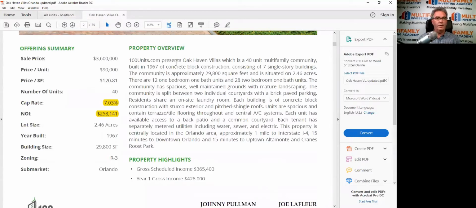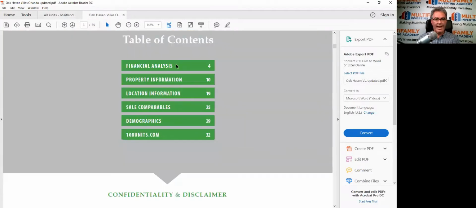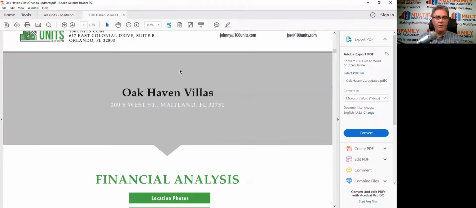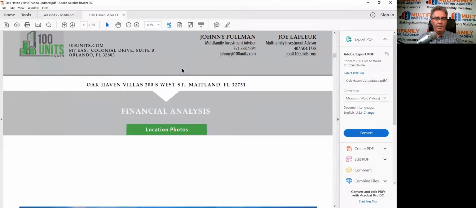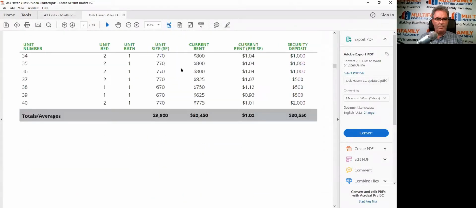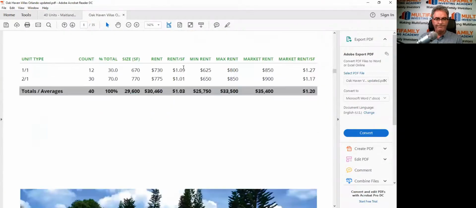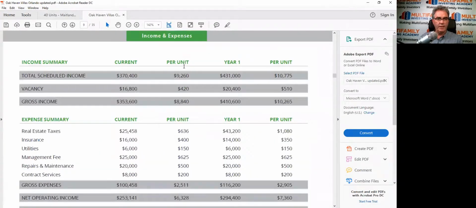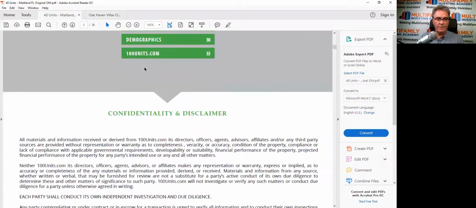Now, let me see if we can scroll down. I'll find another little analysis for you. There's a disclaimer, a get-out-of-jail-free card, blah, blah, blah. I'm not going to get too far into it. No, there's not much here. Oh, check this out. So there are the income and expenses. Let me go take a look at the other property's income and expenses.